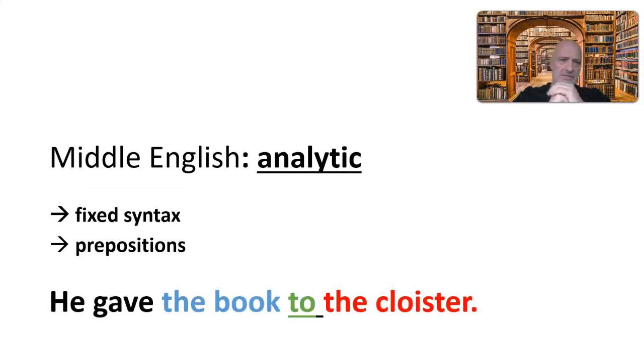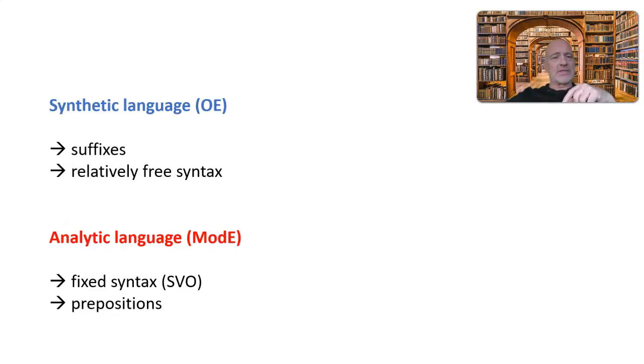Today, as in Middle English, we have to have a fixed syntax. And even more important, or as important as that, prepositions. He gave the book to the cloister, to the monastery. This is how we would express it today. And there you see, you cannot switch that around. He gave the cloister to the book wouldn't work. So the syntax is fixed and you use prepositions. And these are the signs of an analytic language: fixed syntax and prepositions. I'll give you more examples.